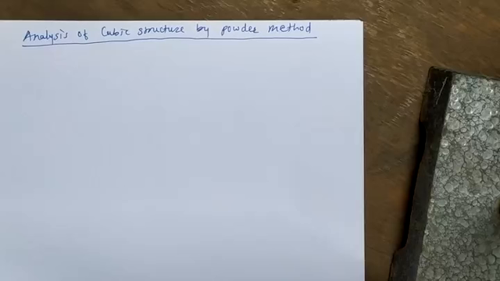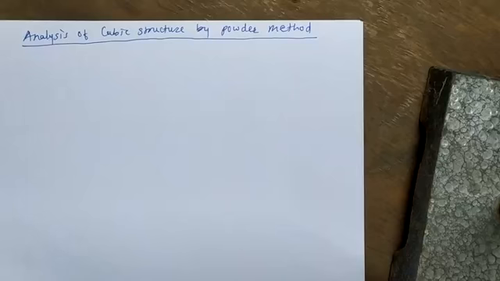Now in this lecture we are going to see analysis of cubic structure by powder method. How to analyze the cubic structure of the sample by using powder method. Now, we know that in powder method there is a Debye-Scherrer camera, in which at the center of the camera there is a powder sample.